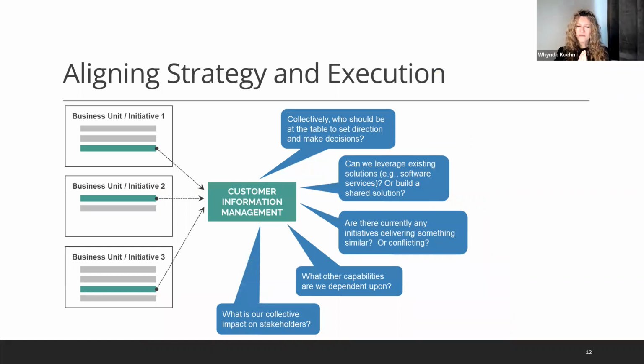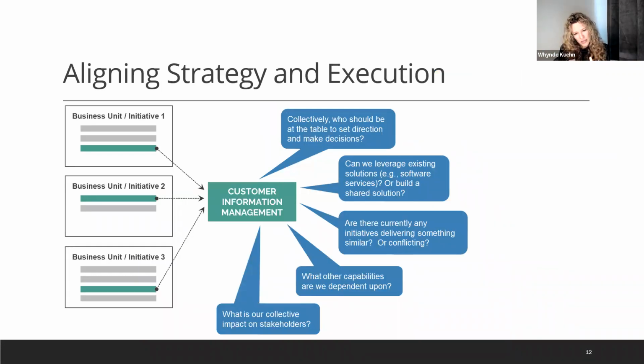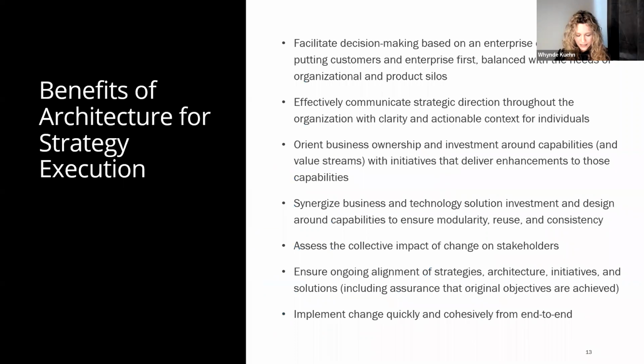I'll wrap up. So taking now from the golden thread, just the reminder that capabilities are the Rosetta Stone, right? That's how we're going to connect the dots, so we can see if different business units and initiatives are focusing on making changes and improvements to the same capability. And then in our knowledge base, we can get the collective view of, for example, who should be at the table to set direction with this capability, or can we leverage a solution that's already available for what we're trying to do, or should we be building a shared one, or is there already an initiative in flight that we can depend on? What other capabilities are dependent that we need for this, and what's the collective impact on stakeholders?